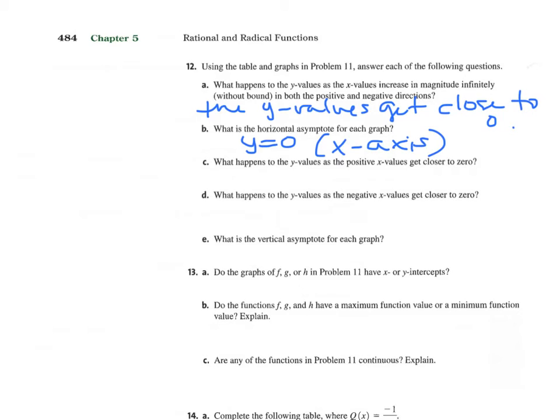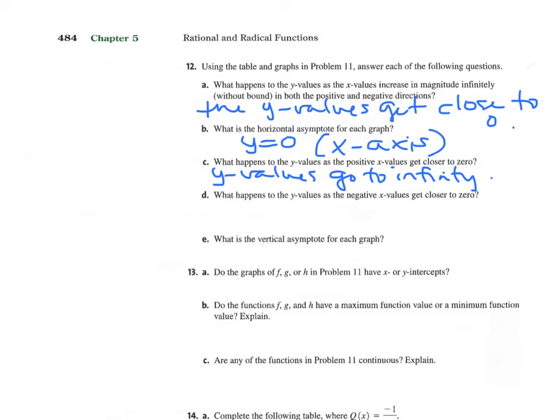Okay, the graph has a horizontal asymptote there. So what happens to the y values as the positive x values get closer to 0? Okay, so as my x values get closer to 0, my y values go to infinity. They shoot off without bounds.